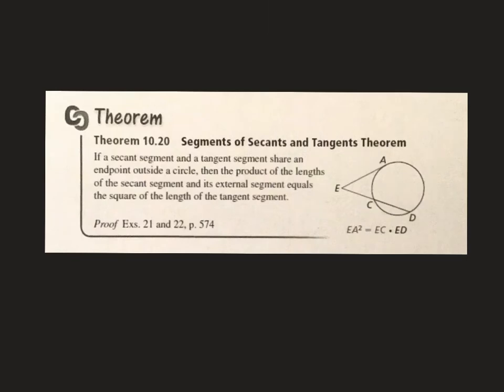So theorem 20, segments of a secant and tangent theorem. So if a secant segment and a tangent segment share an endpoint outside a circle, then the product of the lengths of the secant segment and its external segment equals the square of the length of the tangent segment. So basically, we're going to square our tangent, and then we're going to take the external part of our secant and multiply it by the entire secant.